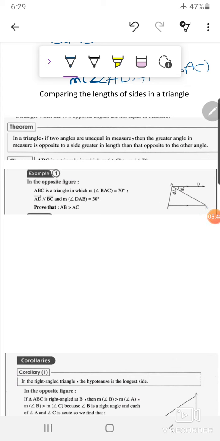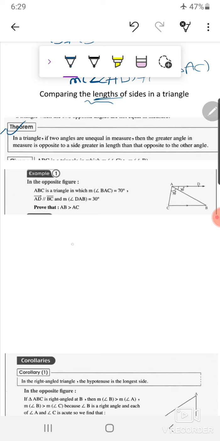Now let's take the third lesson, which is called comparing the length. The previous lesson was comparing the measure. I said the side greater than the side, so the measure is greater than the measure. Here, comparing the length is the converse. The theorem says: in a triangle, if two angles are unequal in measure, then the greater angle in measure is opposite to a side greater in length than the side opposite to the other angle.